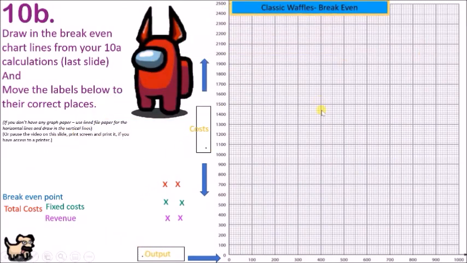Your job is to put the labels in the right place, so let's move the easy 3 to start off with. And to start you off, let's plot the fixed cost, total cost and revenue. Your final task is to plot the remaining numbers onto the chart and draw in the fixed cost line, the total cost line and the revenue line, so that you can calculate and visually see the break-even point for the classic waffles shop.